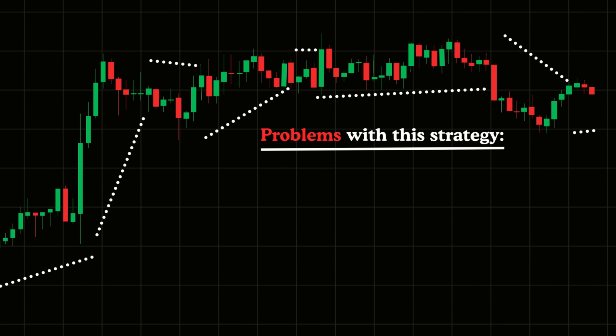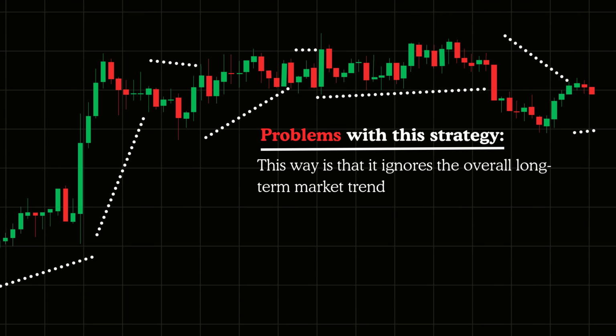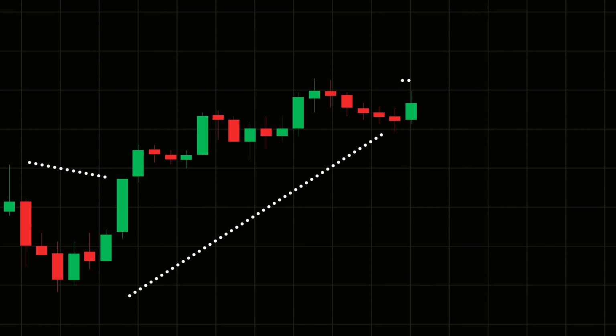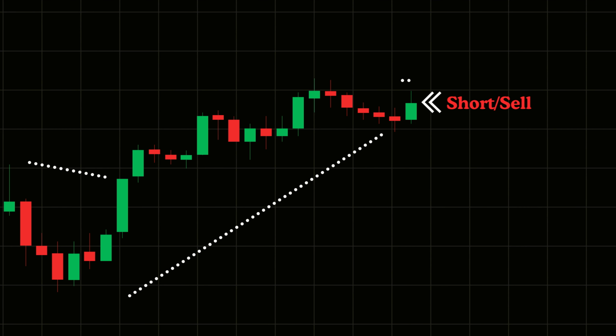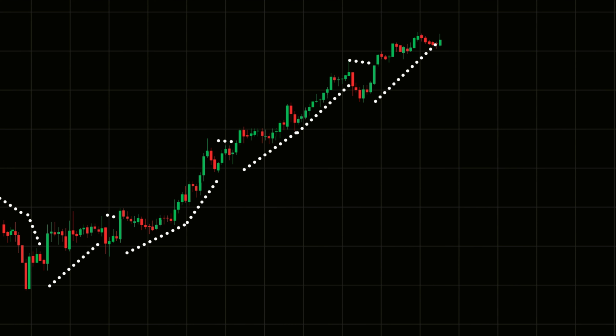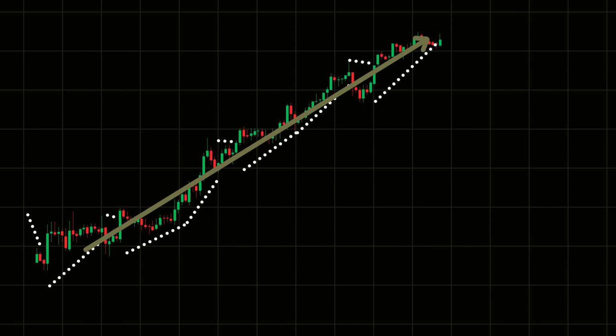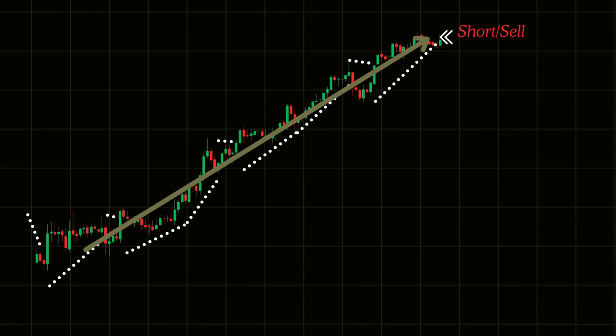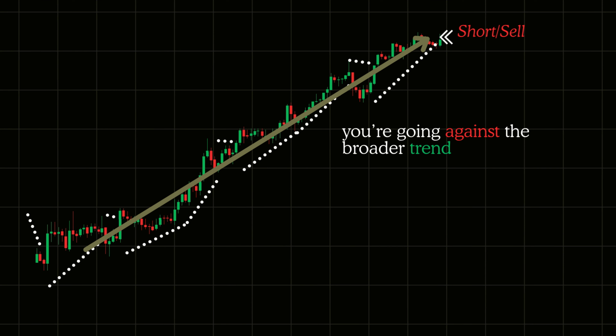The second issue with using the Parabolic SAR in this way is that it ignores the overall long-term market trend. Let me break that down. Suppose you open a short trade at this point because the Parabolic SAR shifts above the candle. Now if you zoom out and observe the bigger picture, you'll notice that the overall market is actually trending upwards. So entering a short trade here based solely on the Parabolic SAR would mean you're going against the broader trend, which is generally not advisable.